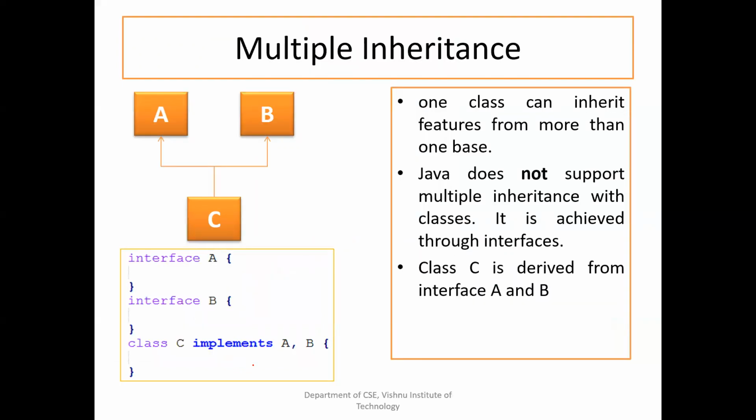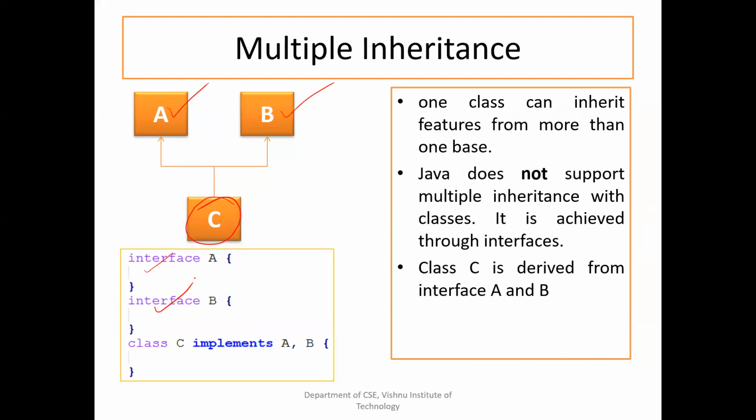This is multiple inheritance. Multiple inheritance means, say you have a class A and class B, and class C is a child of A and B. This kind of hierarchy is referred to as multiple inheritance. But this is not possible with the help of classes in Java. To achieve this, we have to use interfaces.